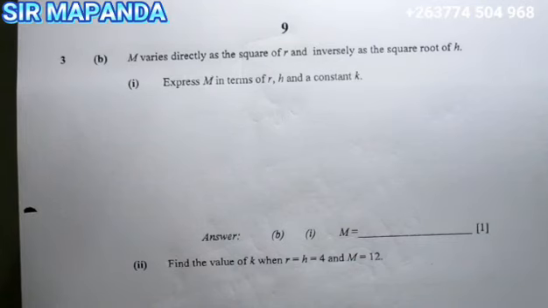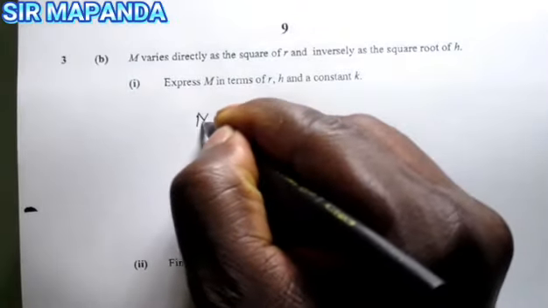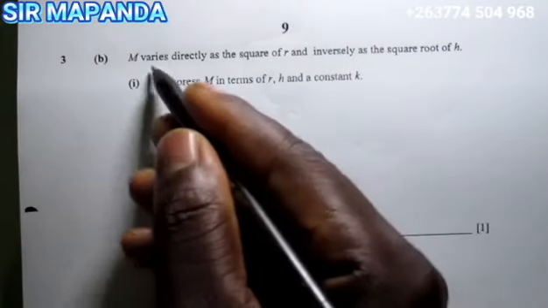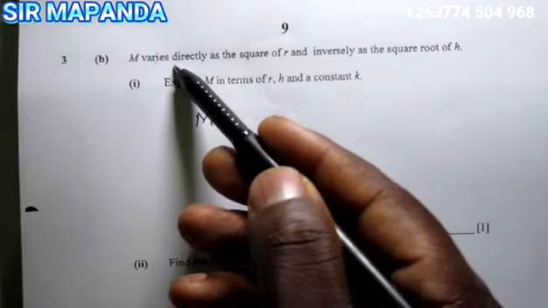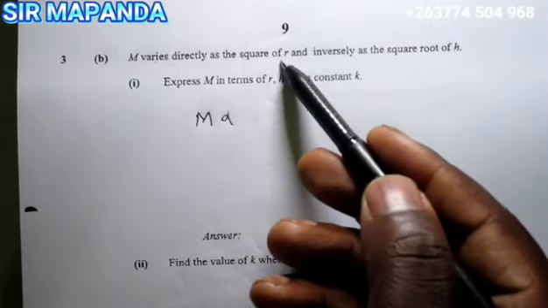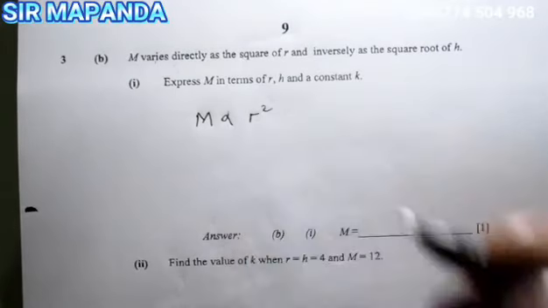I hope you are listening, class. M varies directly as the square of r and inversely as the square root of h. We call this joint variation, where two variations are connected, making use of multiplication, right? So let us rewrite this sentence in variation format. You start by writing the capital letter M. Varies, you put the variation sign. Directly means as it is, so as it is, as the square of r. Square of r means r squared.